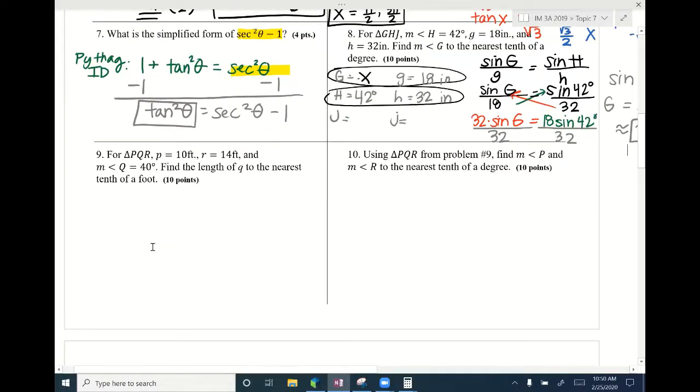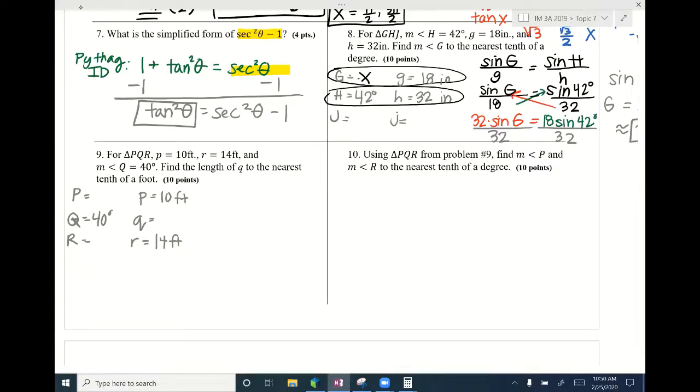For problem 9, they give us triangle PQR. So they tell us that side P is 10 feet, that side R is 14 feet, and that angle Q is 40 degrees. So when I know two sides and the other angle, so not an angle across from one of those sides, that means that I'm going to use law of cosines.